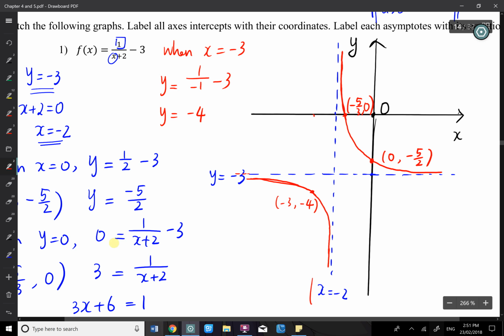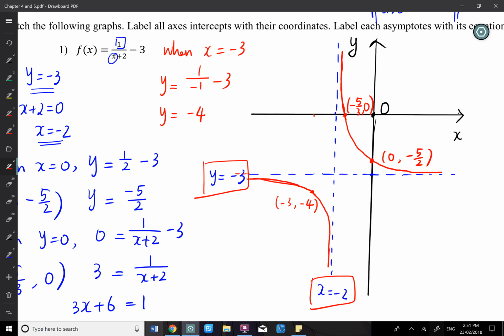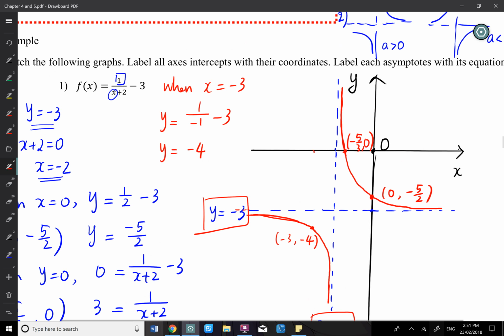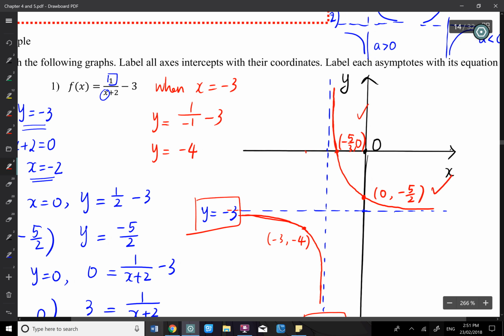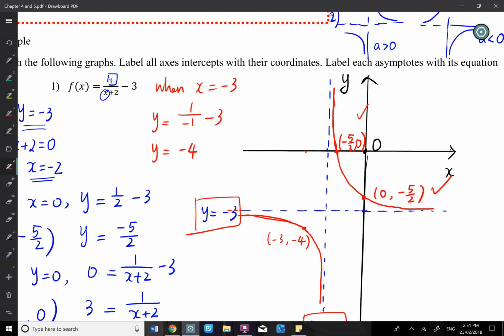You must label the asymptotes with equations. That's the equation. You must label the x and y intercepts. If there are x and y intercepts, you must label them. For a whole graph, there needs to be at least 2 points labeled.